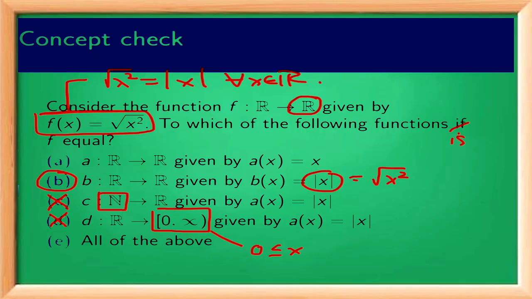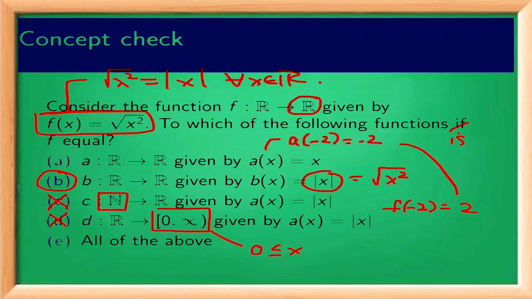And finally, function A is not equal to function f, even though they have the same domain and the same codomain. They don't always produce the same outputs. For example, A of -2 is -2, but f of -2 would be equal to +2, and you can check that out. So they don't always produce the same output on every single input in their domains.